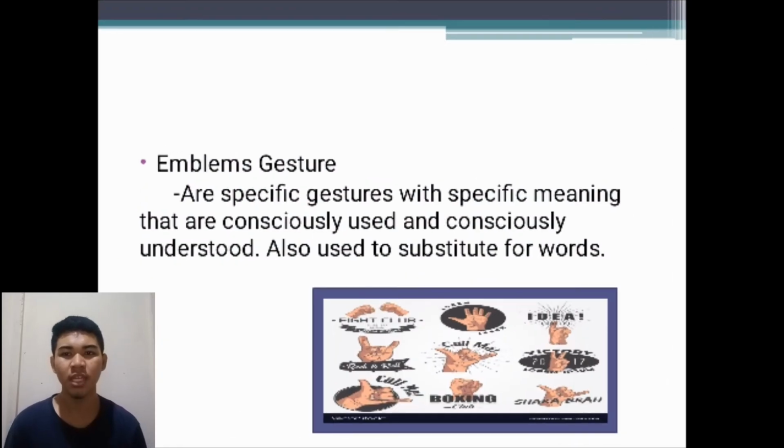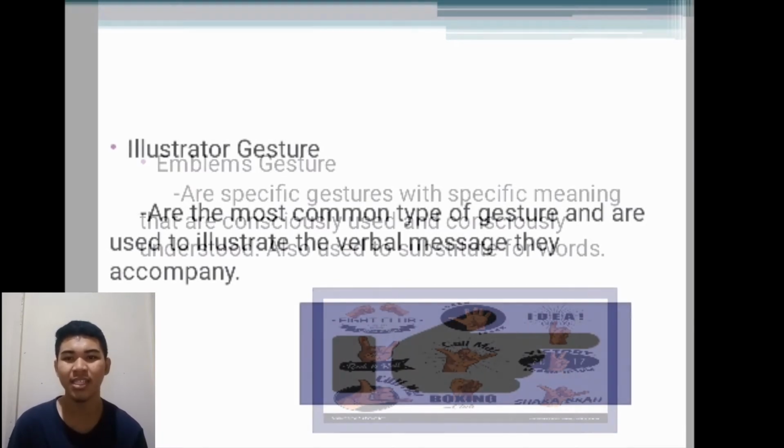Let's talk about emblems gestures. Emblems gestures are specific gestures with specific meaning and consciously used and consciously understood. These are also used to substitute for words. But it is still different from the signs used by hearing impaired people or others. A raised thumbs up is an example of emblems gestures that means okay. Same is true with circling the index finger at the side of the head, signifying craziness.